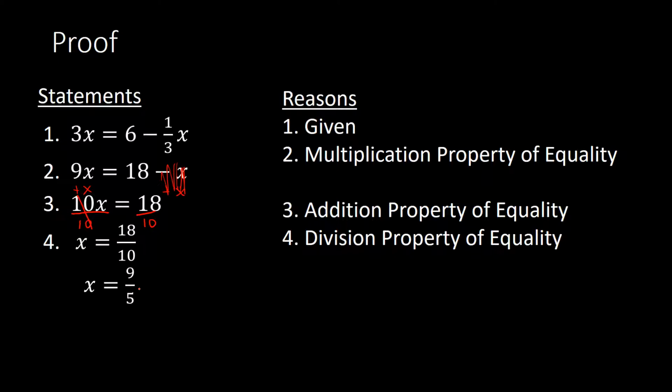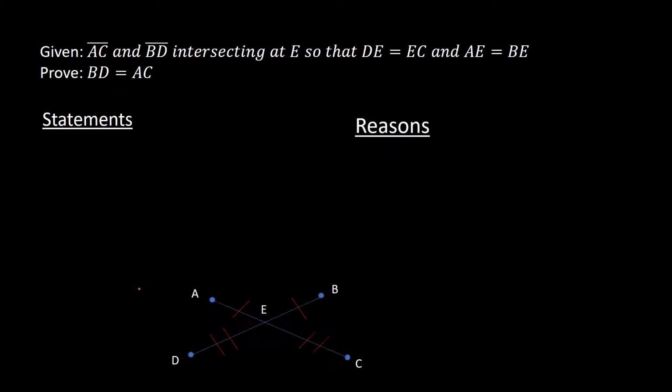Now let's look at 2 more examples. The next one is in the context of line segments. Here you're given that AC and BD intersect at point E so that DE is equal to EC and AE is equal to BE. And you're trying to prove that BD equals AC.